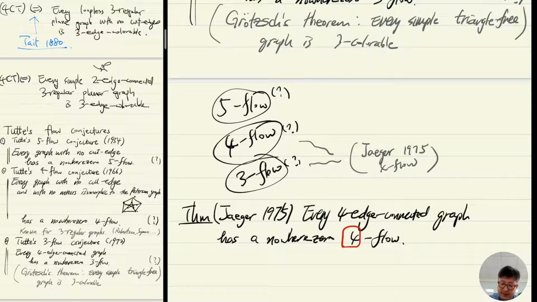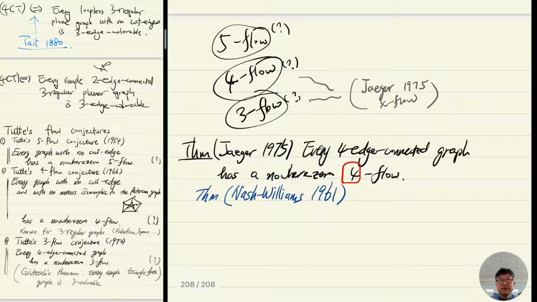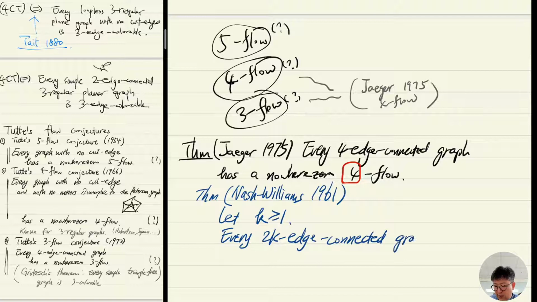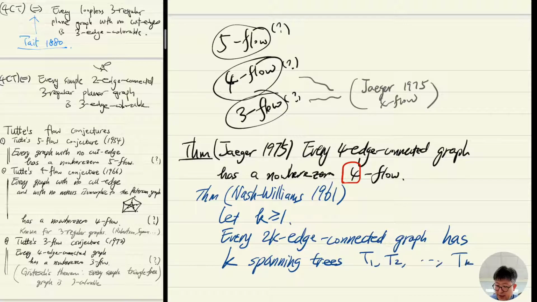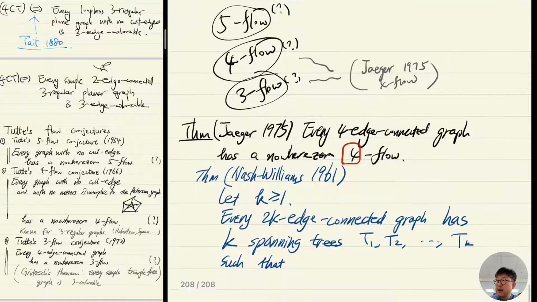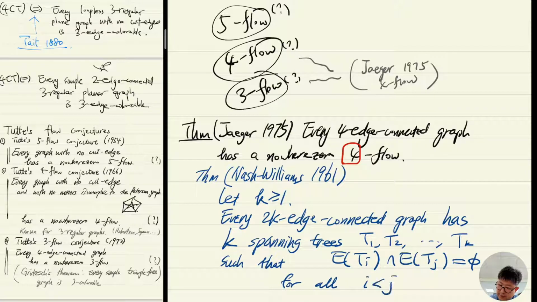And we use this theorem by Nash-Williams in 1961. This theorem states that, let k be an integer, then every 2k-edge-connected graph has k spanning trees, T1, T2 up to Tk, such that when you look at the distinct spanning trees, they have no common edges. Okay?